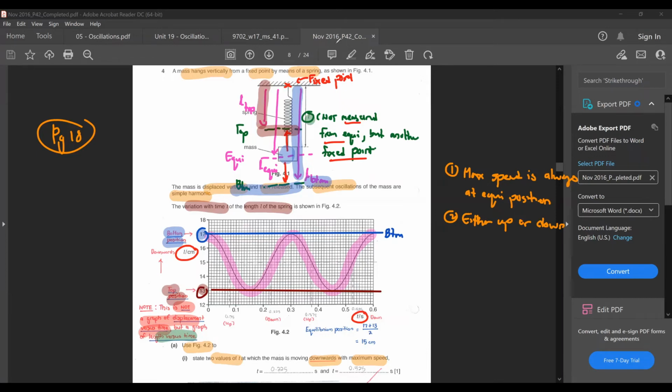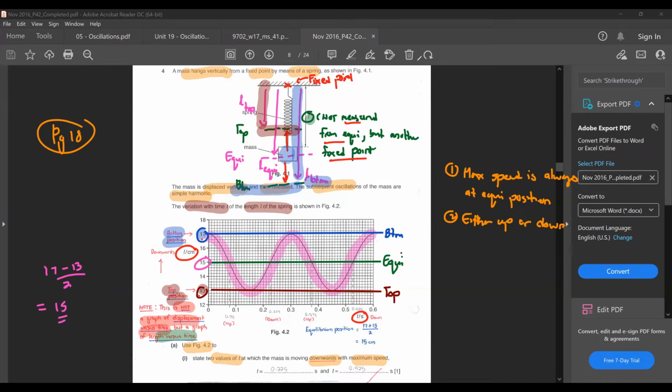The middle between the top and bottom ought to be your equilibrium. So if this is 17 and this one is 13, right in the middle of it is your equilibrium position, at the 15 centimeter mark. This is where your equilibrium position is, and this one is your top position. How do you know it's 15 for the equilibrium position? You just take 17 minus 13 divided by 2. You're going to get the answer as 15. So that's how I know that it's 15 here.